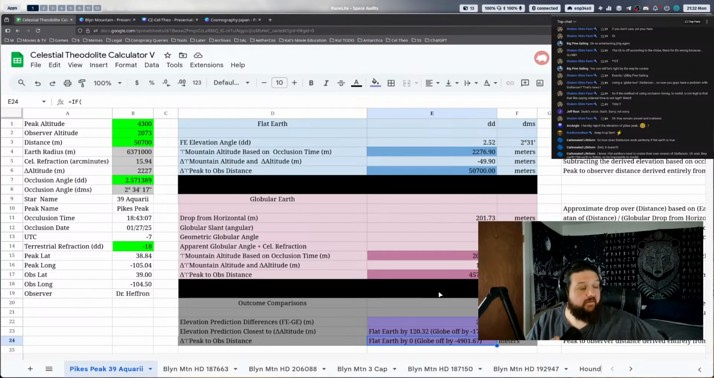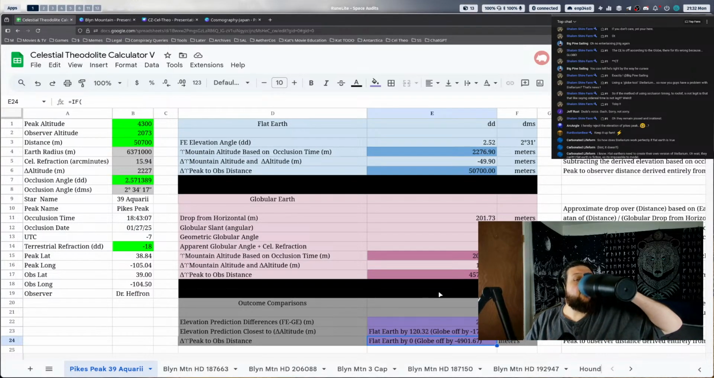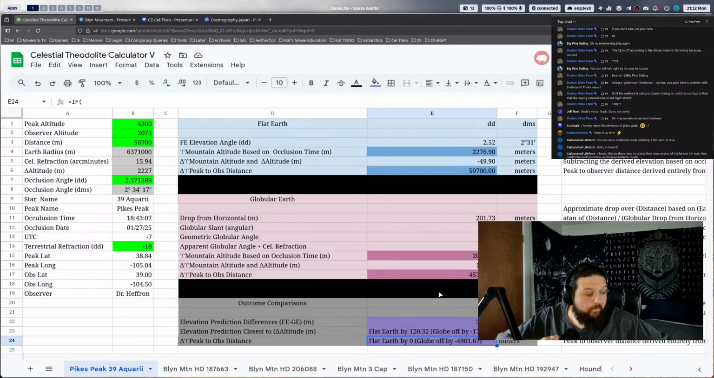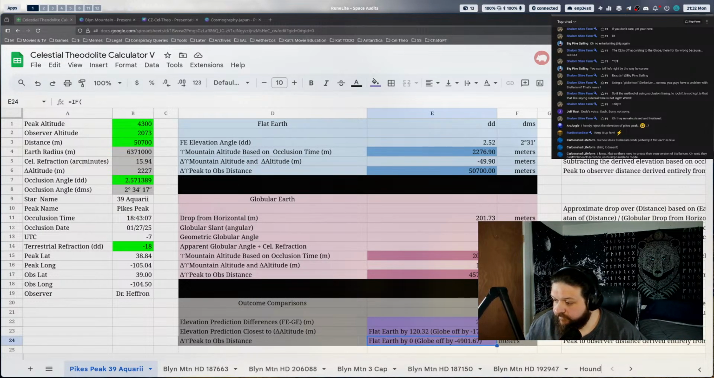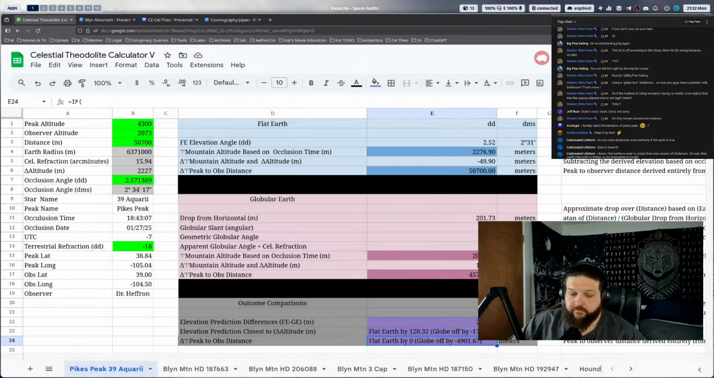Yeah, you're basically checking the triangle after you have the occlusion angle, right? After you have the actual occlusion angle to the star, which is what you're using Stellarium for, right? To reference the true position of the star at a certain time. You take that angle, and then you have the height of the mountain, and then you can get your distance based off of those two numbers. The distance comes out to 50,700 meters when you use the occlusion angle plus the height of the mountain, right?